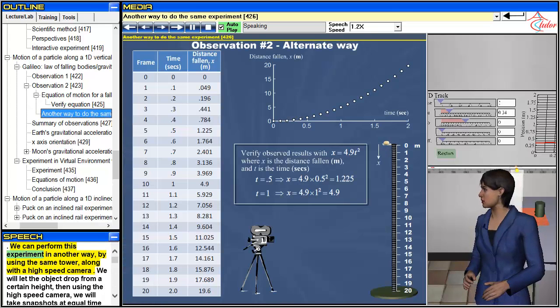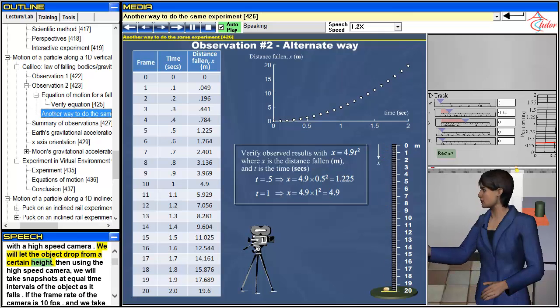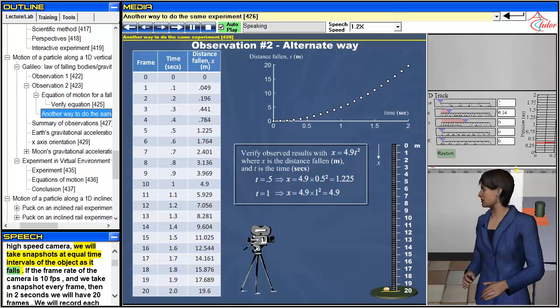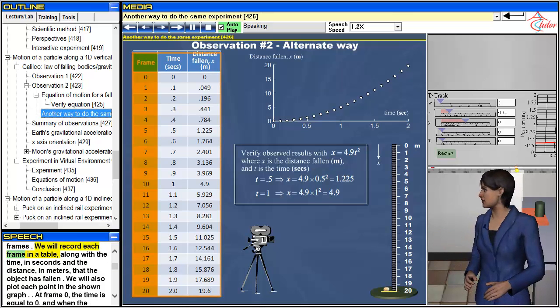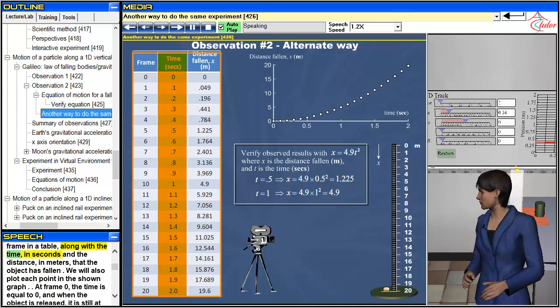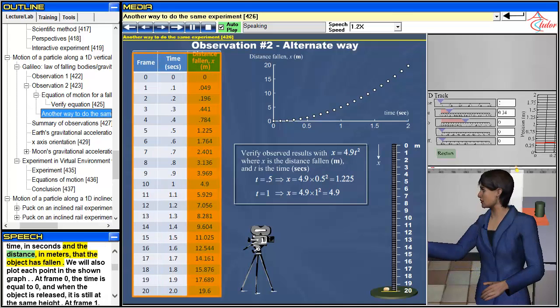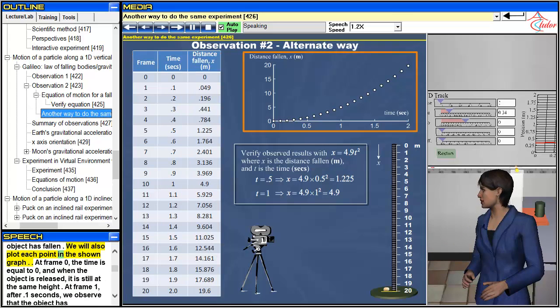We can perform this experiment in another way, by using the same tower, along with a high-speed camera. We will let the object drop from a certain height. Then using the high-speed camera, we will take snapshots at equal time intervals of the object as it falls. If the frame rate of the camera is 10 frames per second, and we take a snapshot every frame, then in 2 seconds we will have 20 frames. We will record each frame in a table, along with the time, in seconds, and the distance, in meters, that the object has fallen. We will also plot each point in the shown graph.